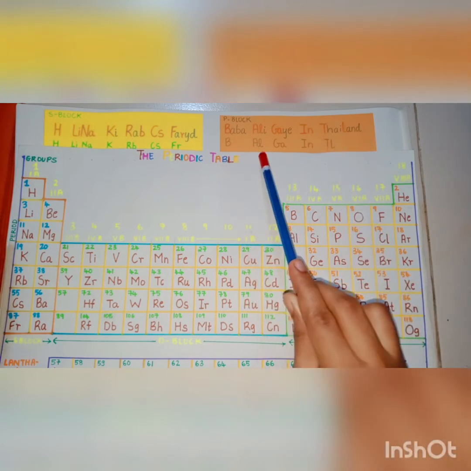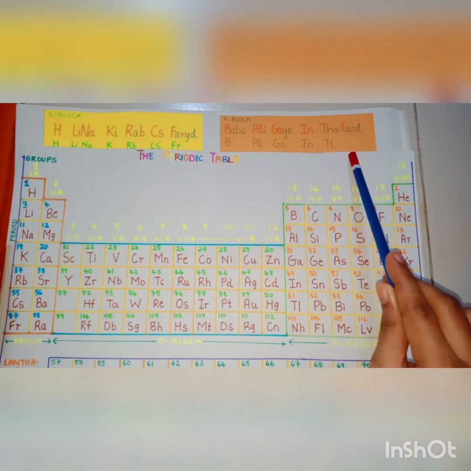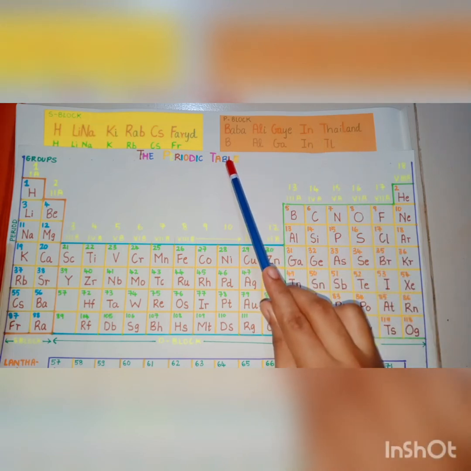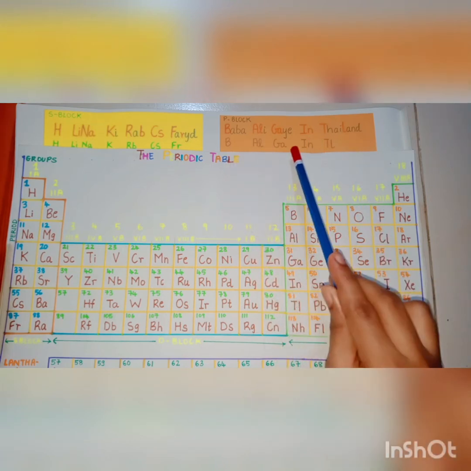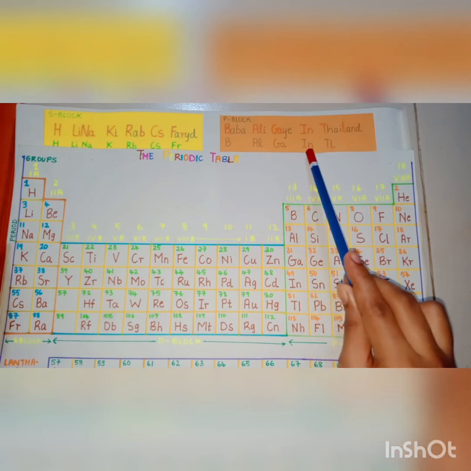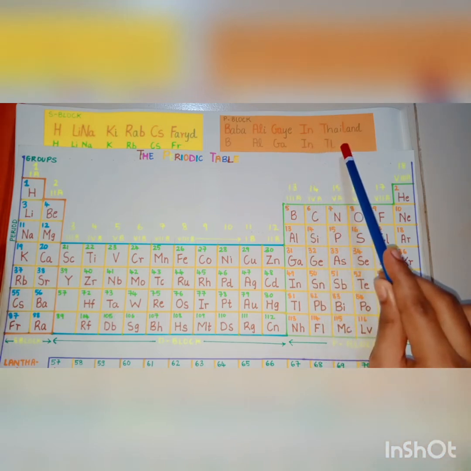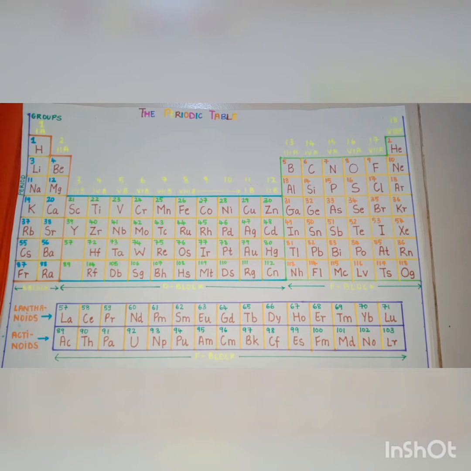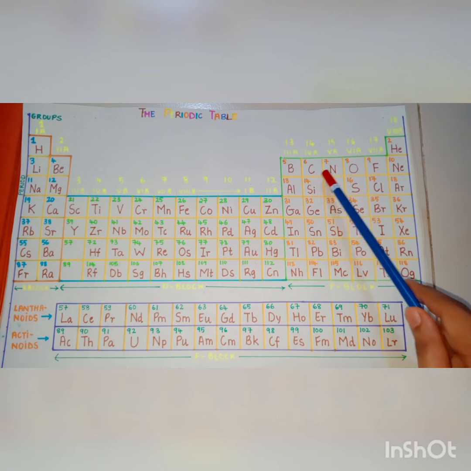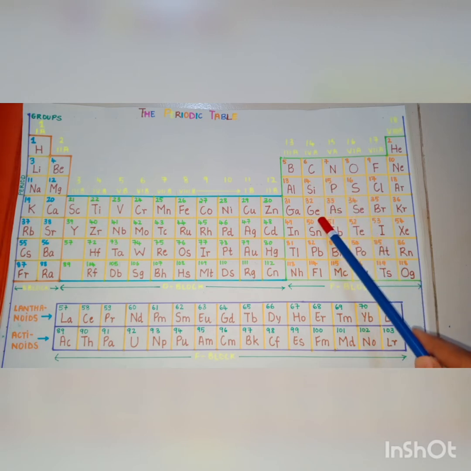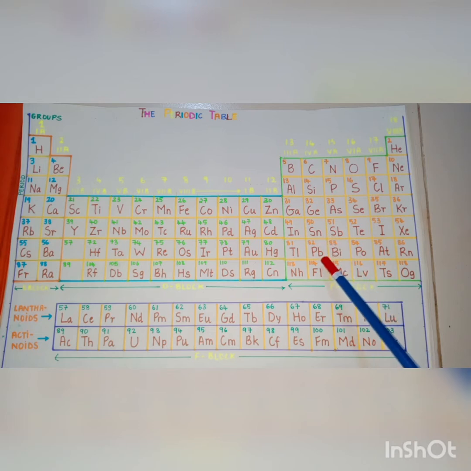It was Baba Ali Gaye in Thailand, which means boron, Ali for aluminium, Gaye for gallium, In for indium and Thailand for thallium. Moving to the second group of the P block, which is group 14, also called the carbon family. The elements in the carbon family are C, which stands for carbon, Si for silicon, Ge for germanium, Sn for tin and Pb for lead.